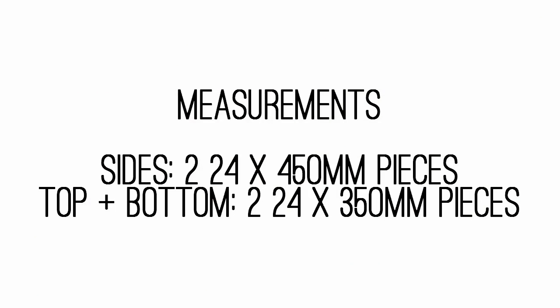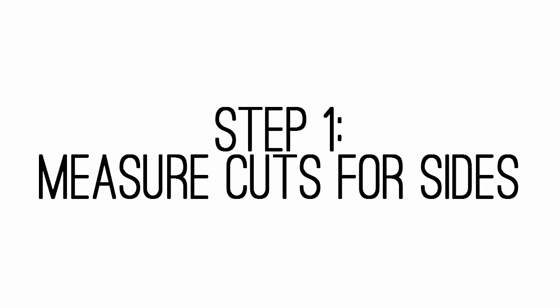The measurements that you need for the cuts are 2 pieces that are 450mm long, so that will be for the sides, and for the top and bottom you need 2 pieces that are 350mm long. If you don't want to make these cuts yourself, or you don't have the tools to do them, you can always ask the local hardware store if they can cut them for you. Most of them are able to do that, so just ask, and hopefully they'll be able to help you out if you need them to.